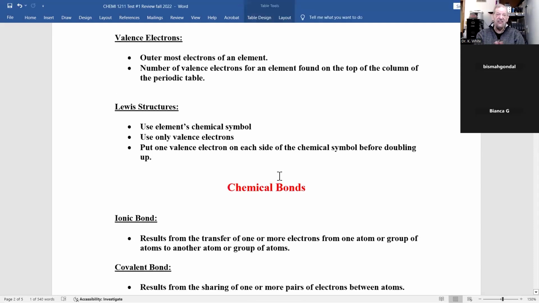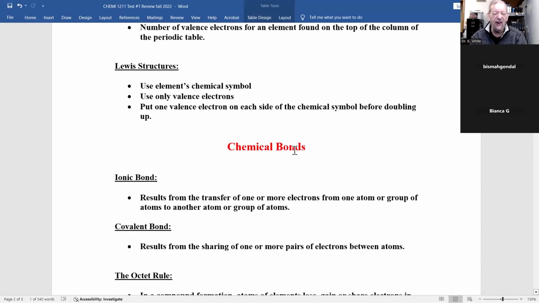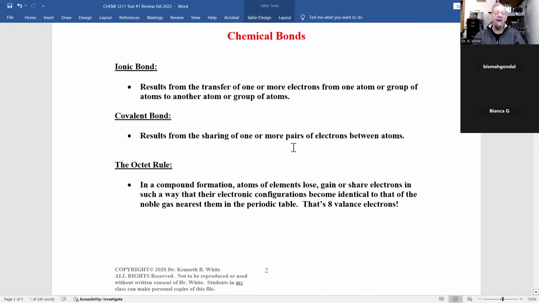Next, we're getting to some good stuff, and we're talking about chemical bonds. Chemical bonds are the forces that hold atoms of elements together to make molecules. And there are two types of chemical bonds, and you should know the definitions.